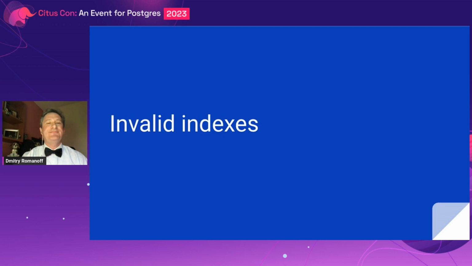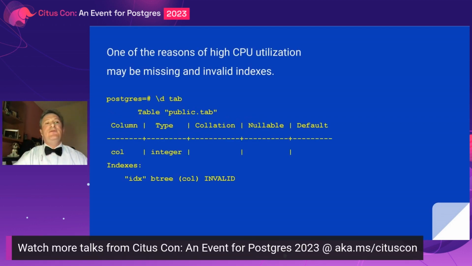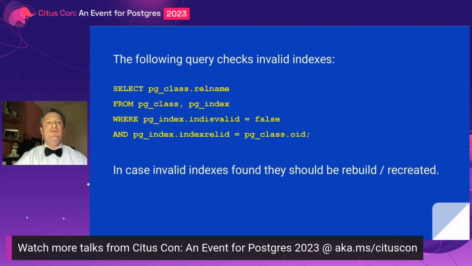Invalid indexes. One of the reasons for high CPU utilization may be missing or invalid indexes. The following query checks invalid indexes. In case invalid indexes are found, they should be rebuilt and/or recreated.